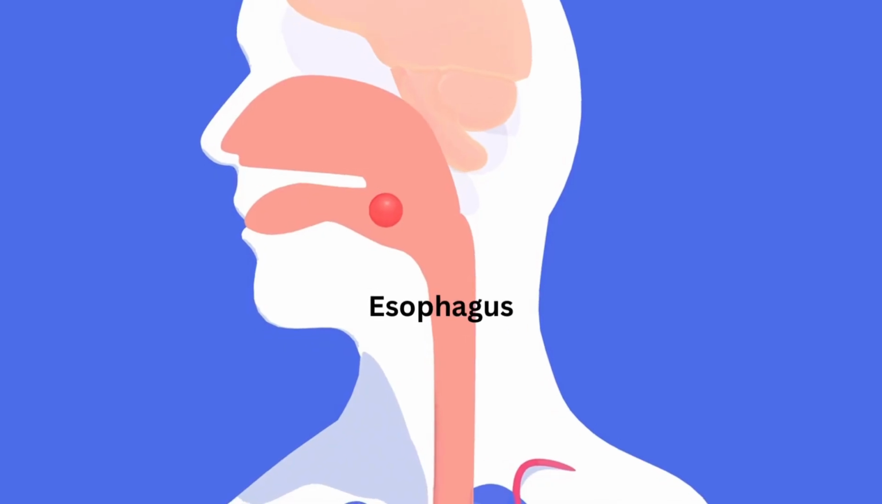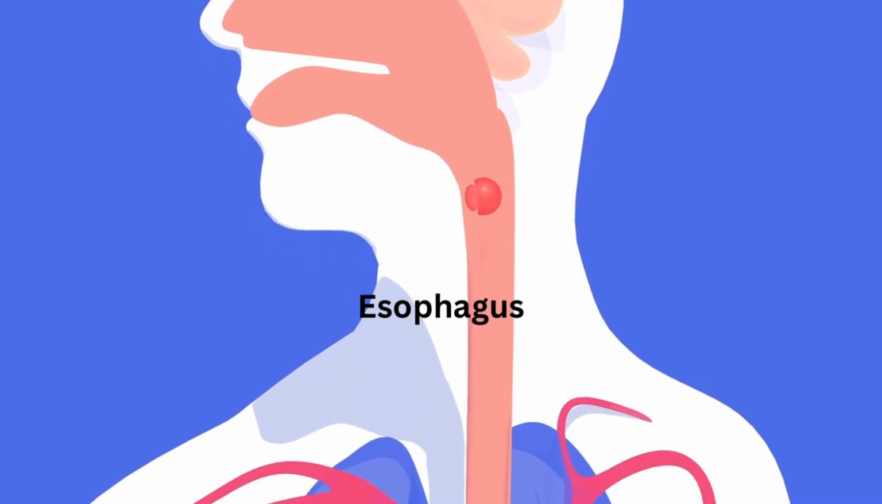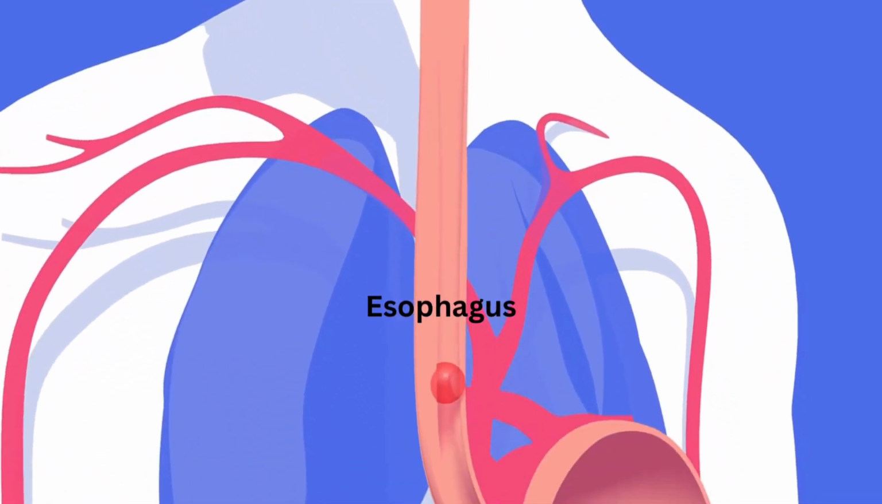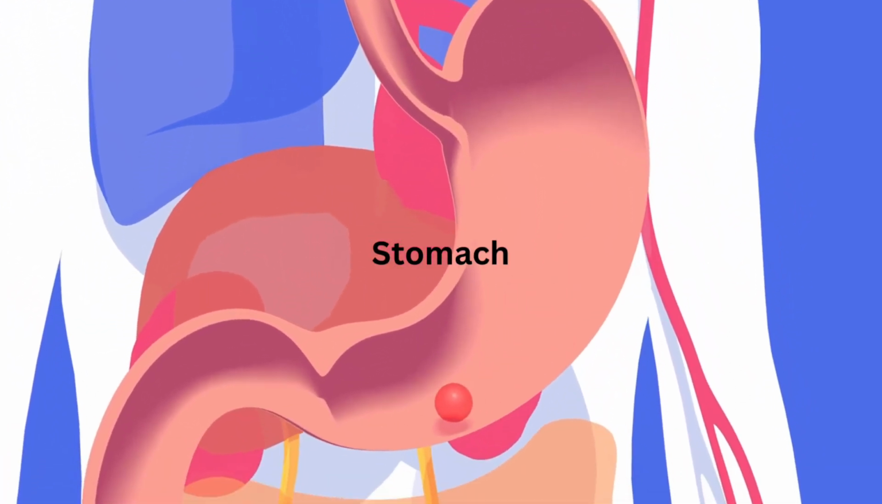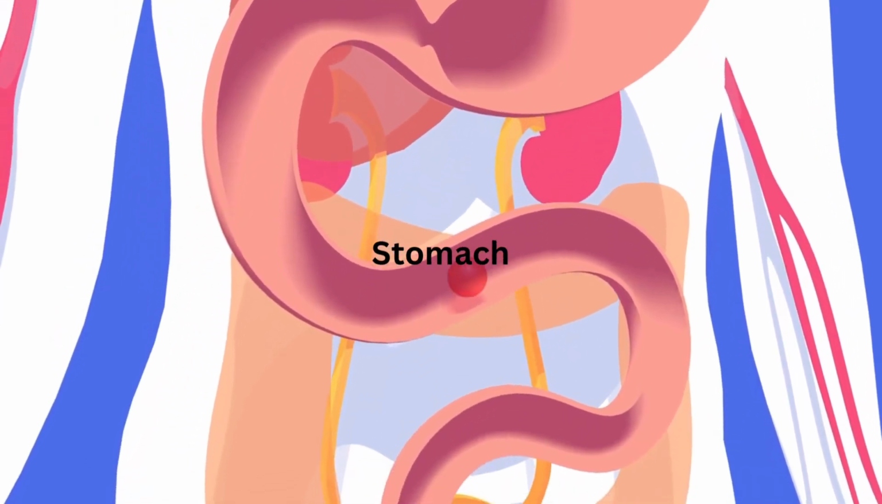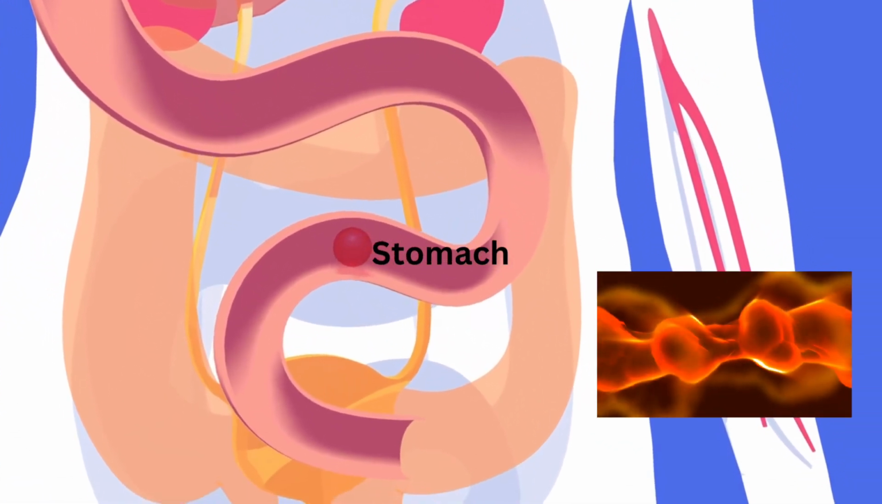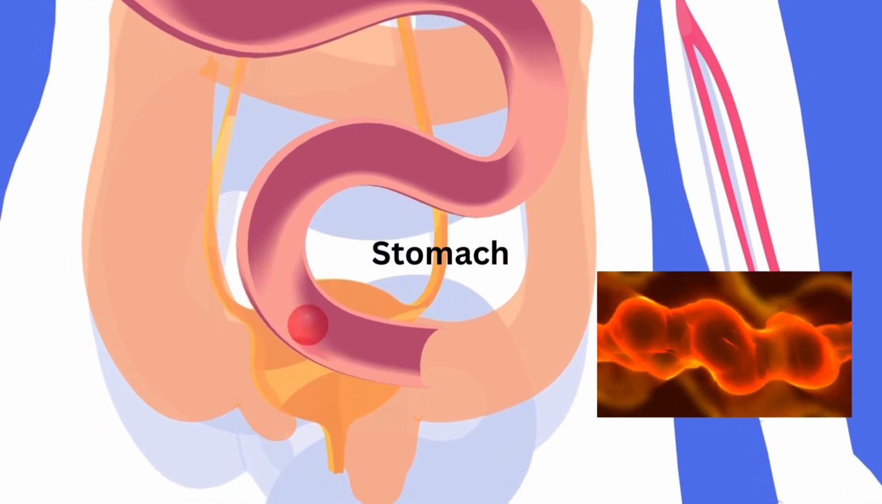The next part, esophagus. Next, the food goes down the esophagus. The esophagus is a muscular tube. It moves the food to the stomach using a motion called peristalsis, which is like a wave.